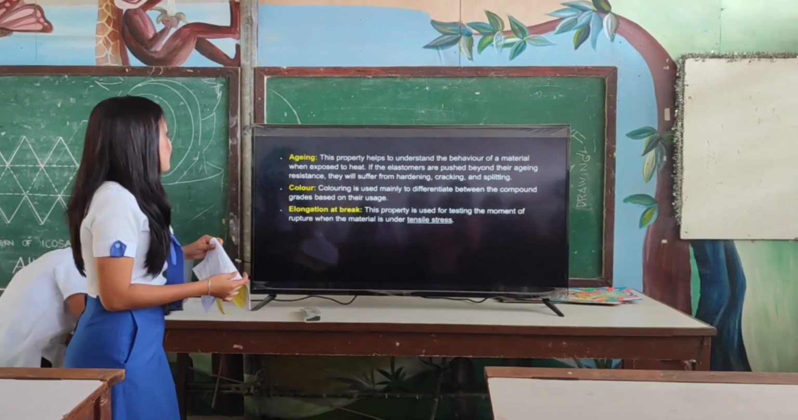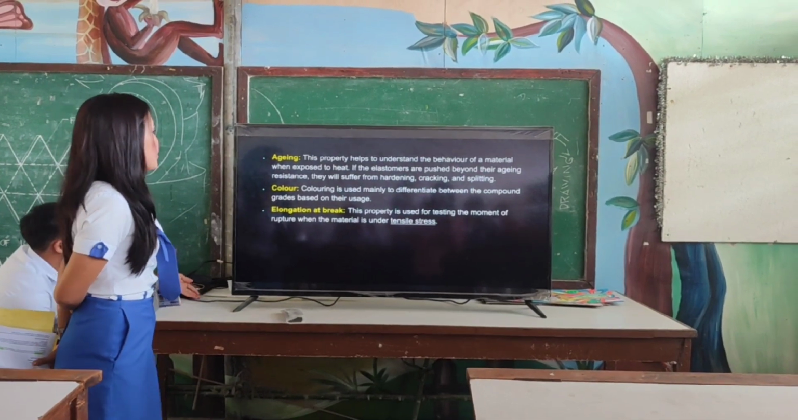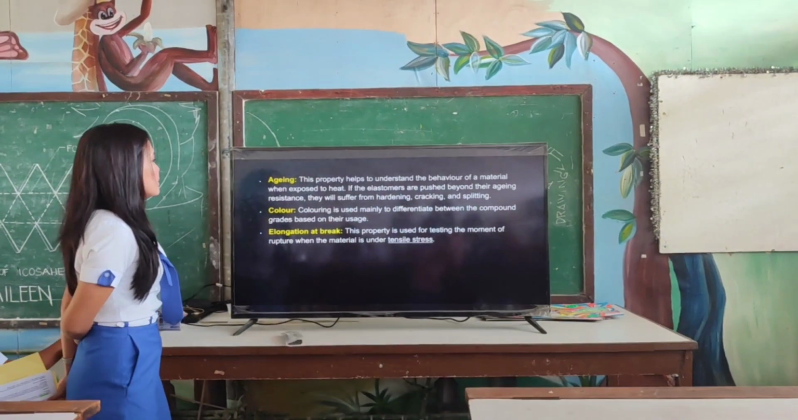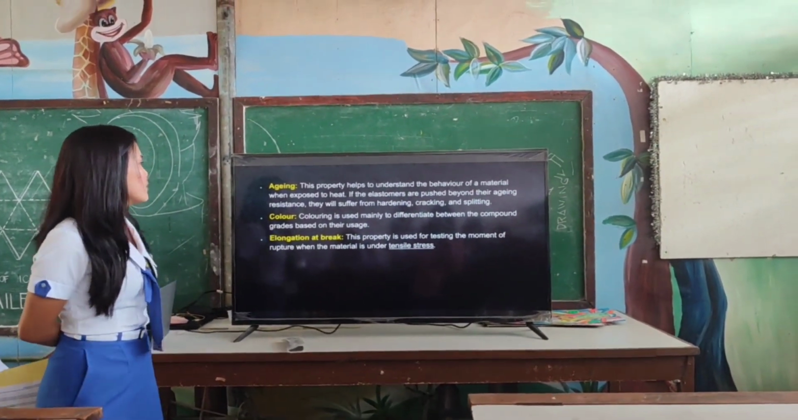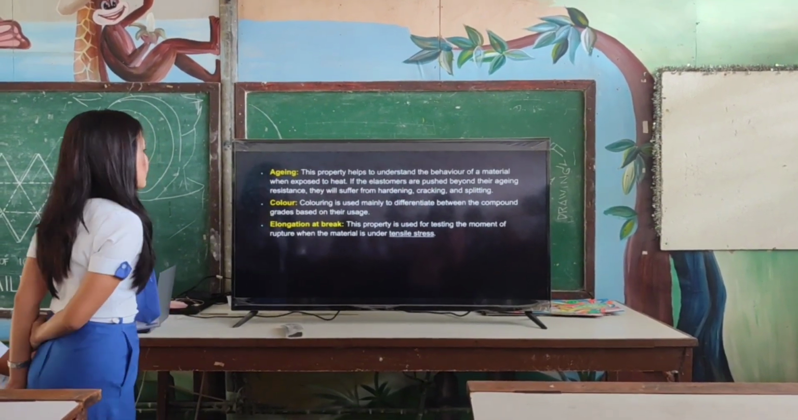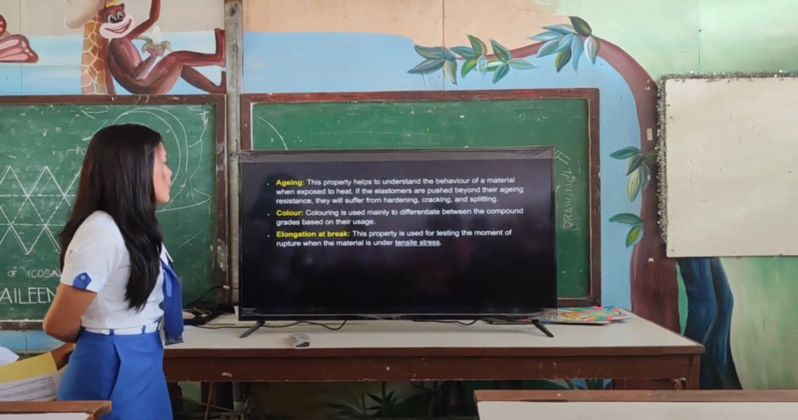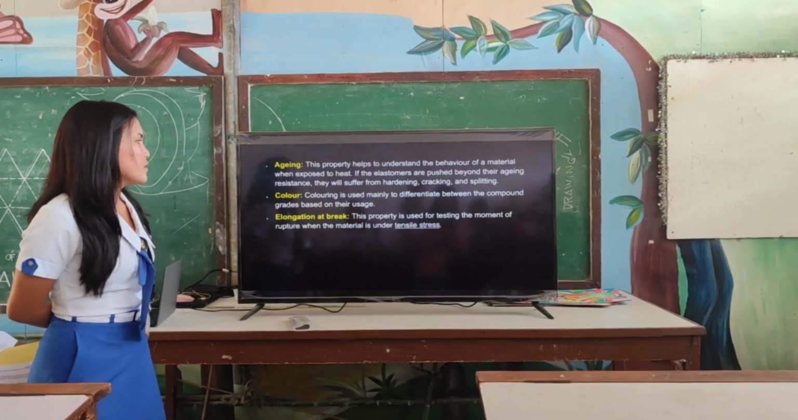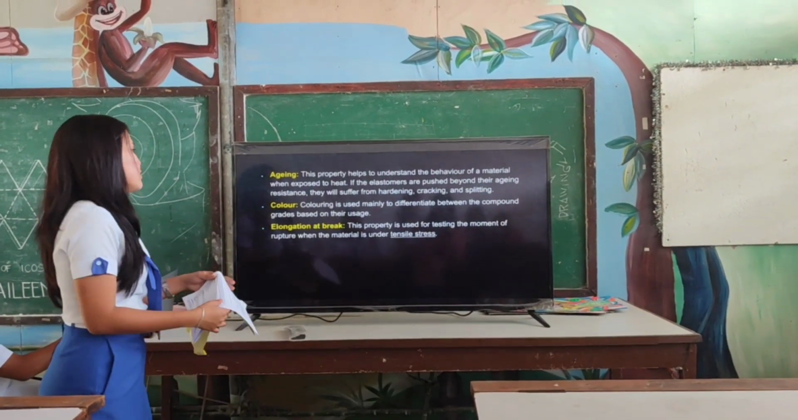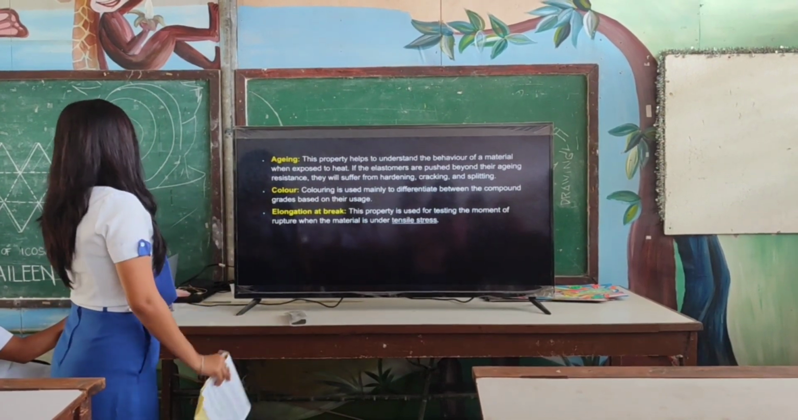Next, aging. This property helps to understand the behavior of a material when exposed to heat. If the elastomers are pushed beyond their aging resistance, they will suffer from hardening, cracking, and splitting. Next, the color. Coloring is used mainly to differentiate between the compound grades based on their usage. Elongation at break. This property is used for testing the moment of rupture when the material is under tensile stress. This also belongs under mechanical properties.